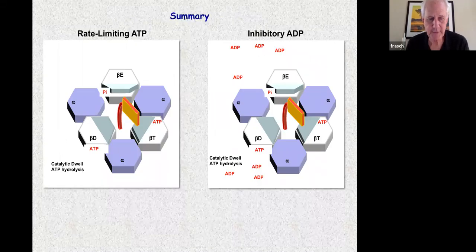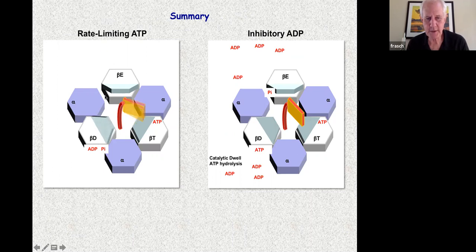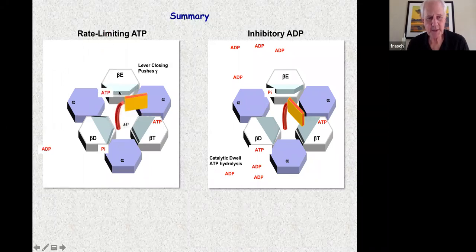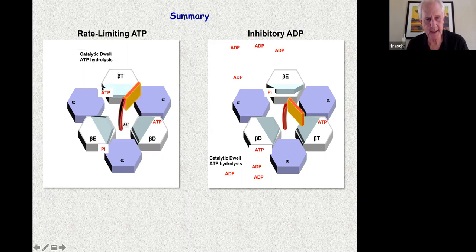So here's a summary of these first results. Here, at rate limiting ATP, where we'll see an ATP binding dwell, we'll start off at the catalytic dwell, and that's where ATP gets hydrolyzed here. Then with phosphate release up at the beta empty site, once that happens, that starts the rotation. At limiting ATP, it has to sit around waiting for ATP to come in. That closes this lever arm and allows the power stroke to continue. Now you go into a catalytic dwell where it's this site that hydrolyzes the ATP.